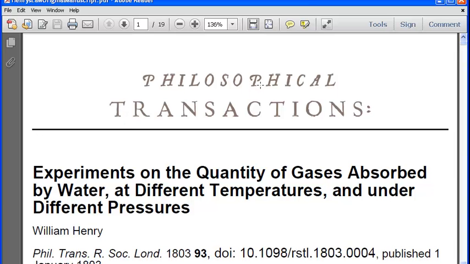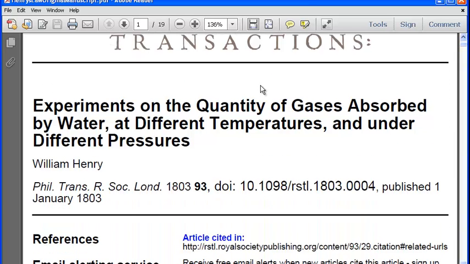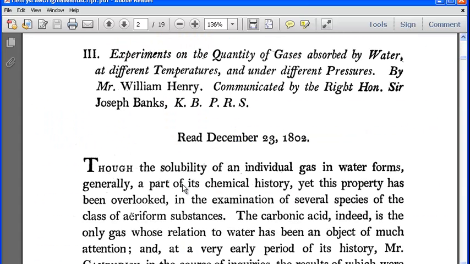Now what I did in my spare time was that I went and actually looked up the original paper published by William Henry, Experiments on the Quantity of Gases Absorbed by Water at Different Temperatures and Under Different Pressures. It was published in the Philosophical Transactions of the Royal Society of London way back in 1803. So here it is. And this paper was read December 23rd, 1802. Back then you would write up a paper and then you would actually read it in front of, in this case, the Royal Society of London, and then they would publish it.